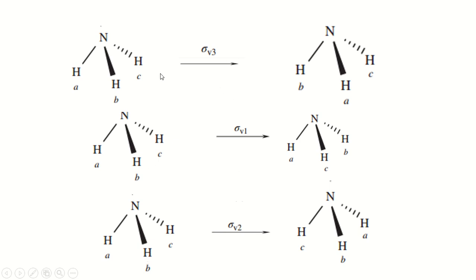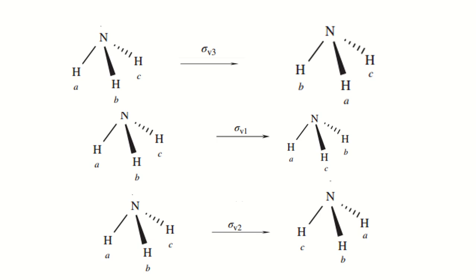So it should be quite clear in your mind that if I talk about sigma v1, then the cutting angle or the mirror image angle of this molecule would pass through the HA atom. And similarly, if I talk about sigma v2, then HB would be considered the mirror plane axis, and for sigma v3, HC would be considered the mirror plane of this molecule.